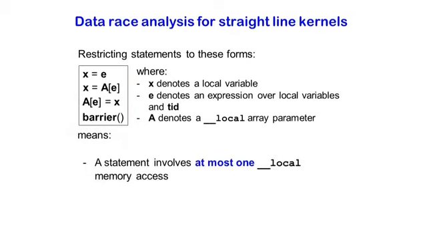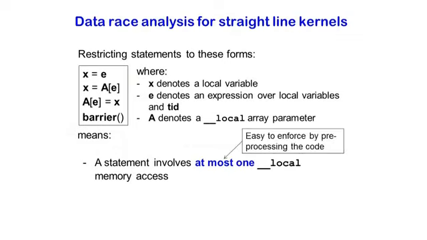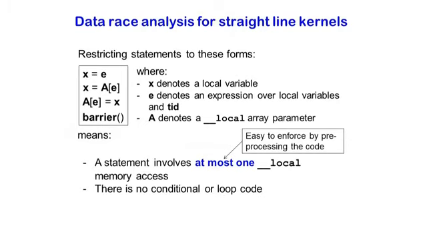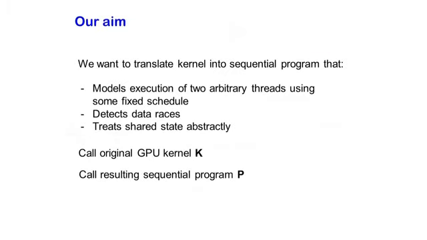So this restriction means that a statement involves at most one access to a shared array. And this is easy to enforce by pre-processing the code. So we don't need to force the programmer to actually write their code in this way. We can easily pre-process complex expressions by pulling out the reads from these expressions. And it means that there's no conditional or loop code, which is a serious restriction. This would make the technique not very usable, but we're going to drop this restriction later once I've explained how things work.